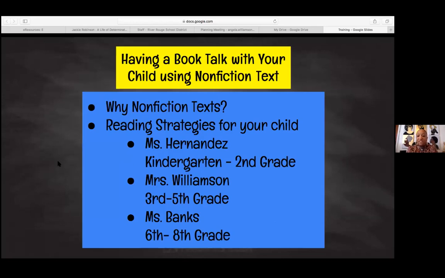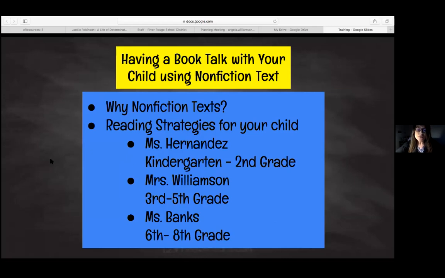Why nonfiction text? Hello, families. So today we're going to be using nonfiction text to lead a book talk with your child. You might be wondering, why did we select nonfiction text? Well, there's a large amount of evidence that states that when children read informational text, they increase their reading achievement. It teaches children how to develop more complex thinking. It builds comprehension, and it boosts vocabulary.